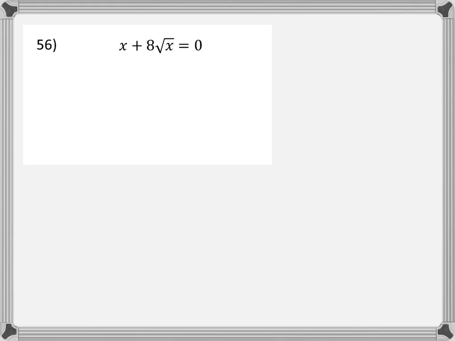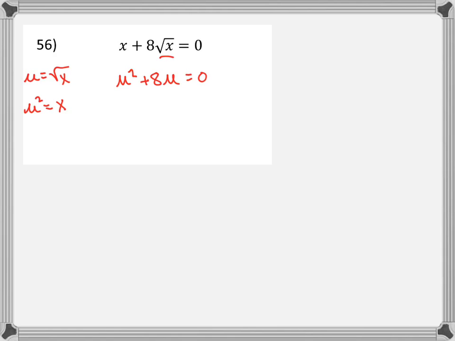Okay, let's look at another example. x plus 8 times the square root of x equals 0. Now, I could treat this like a radical equation like we did at the beginning of this screencast, but we could also recognize that this is in quadratic form. u could equal the square root of x, and then u squared would be x. When I substitute, this equation transforms into u squared plus 8 times u equals 0.